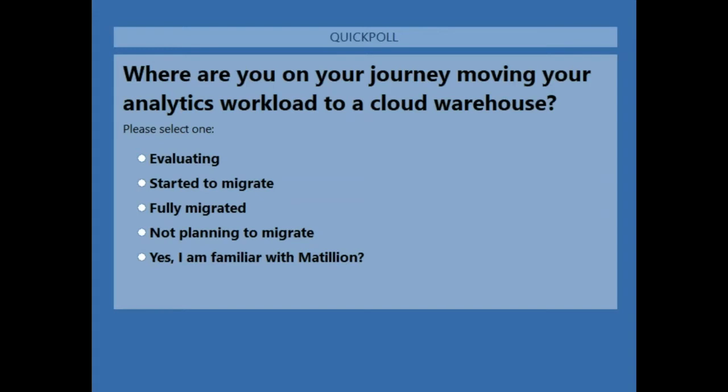Just on the answers to the poll, about a third are familiar with Matillion, and most folks are in the evaluating stage. Some are not sure they're going to be migrating, but the majority are in the evaluating stage. As a matter of fact, very few have actually started migrating or fully migrated. So with that, I'm going to close down the poll and pass over the mic.